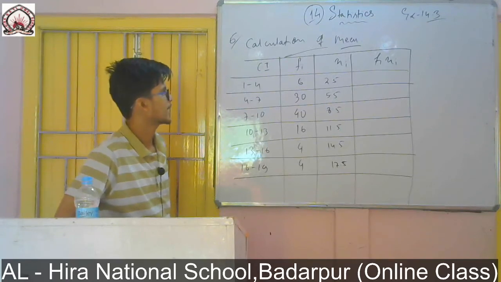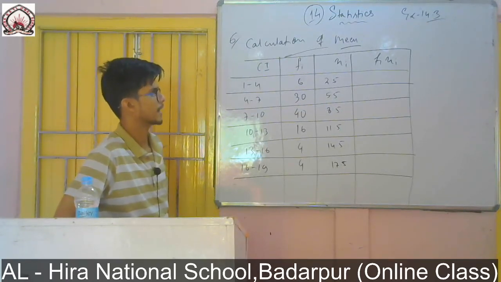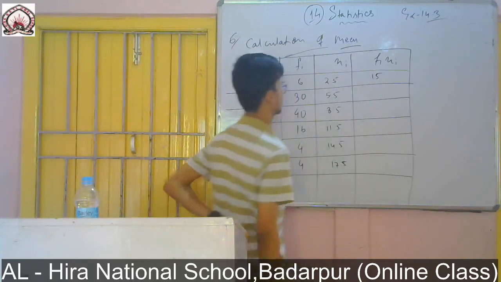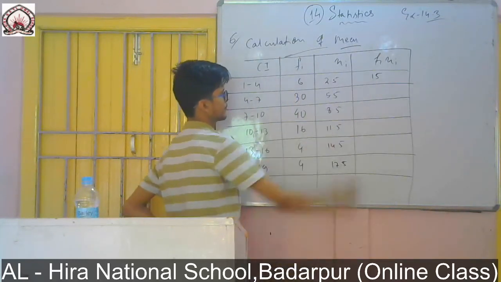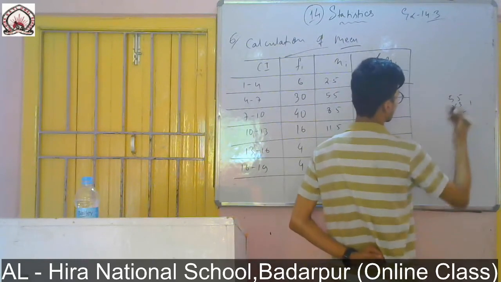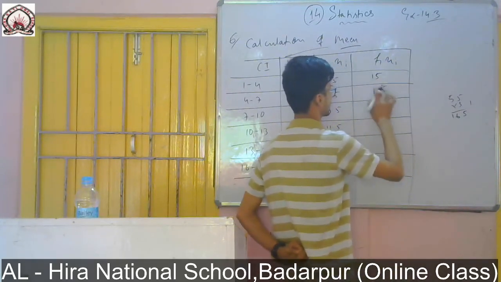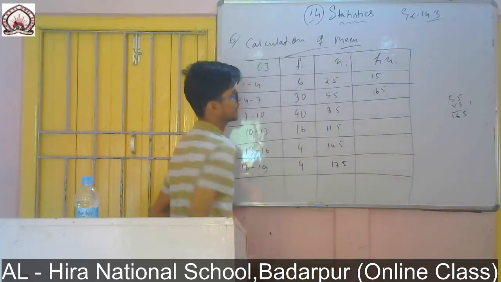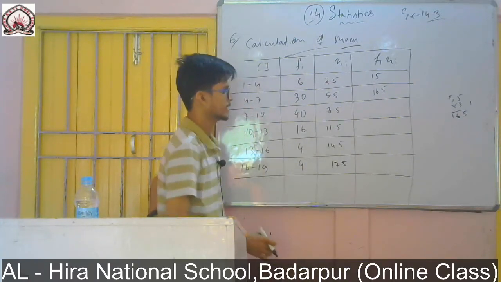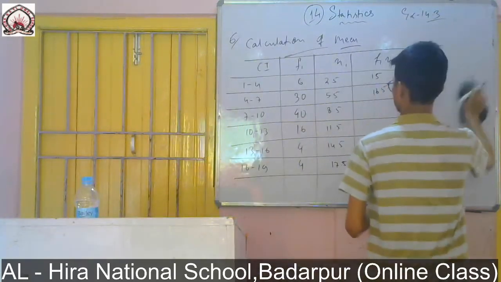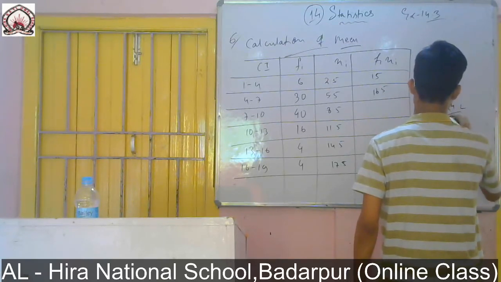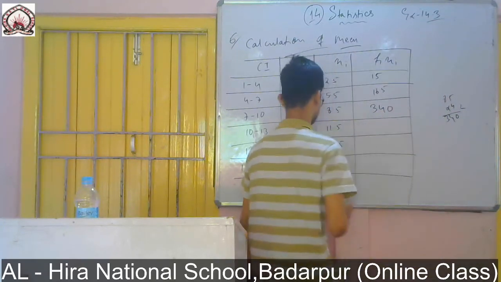Now we will find Fi Xi. First we simply multiply. 6 into 2.5 is 15. 30 into 5.5 is 165. 40 into 8.5 is 340.